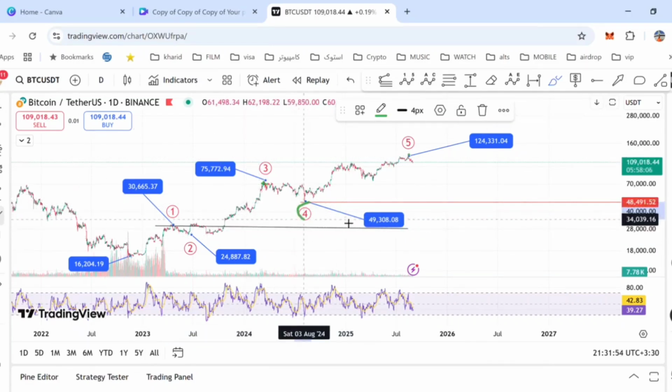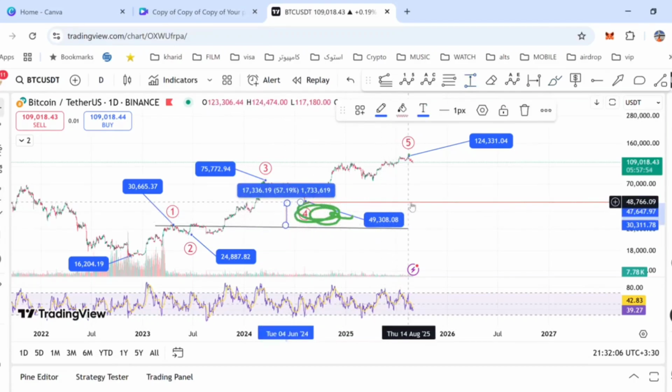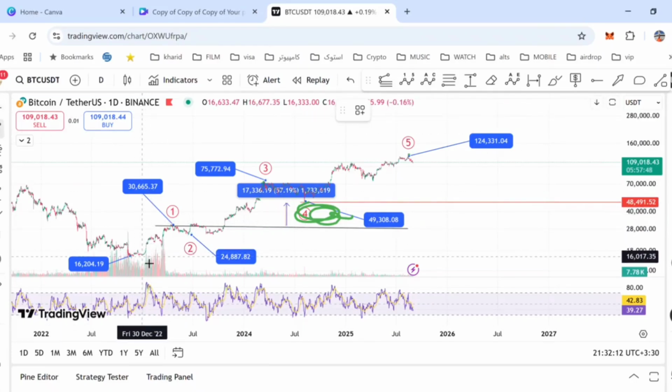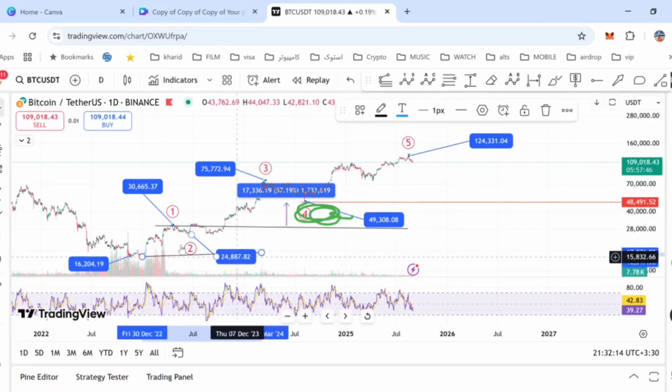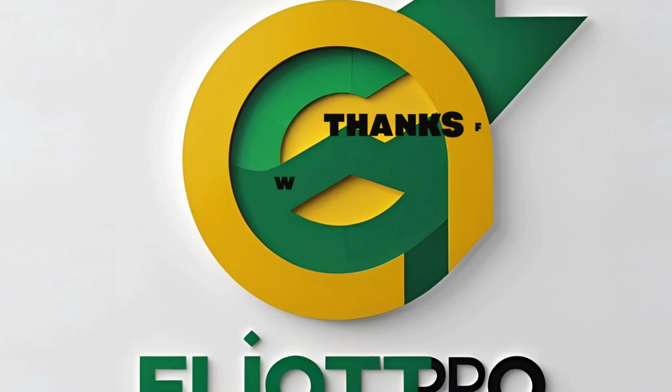The core rules always hold true. Wave 3 is never the shortest. Wave 2 never fully retraces Wave 1. And Wave 4 never overlaps Wave 1. This whole pattern reflects the psychology of the crowd. By learning to recognize these cycles, we can know when to enter and when to exit the market. At the end of Wave 5, always be ready for a big correction and never forget risk management.